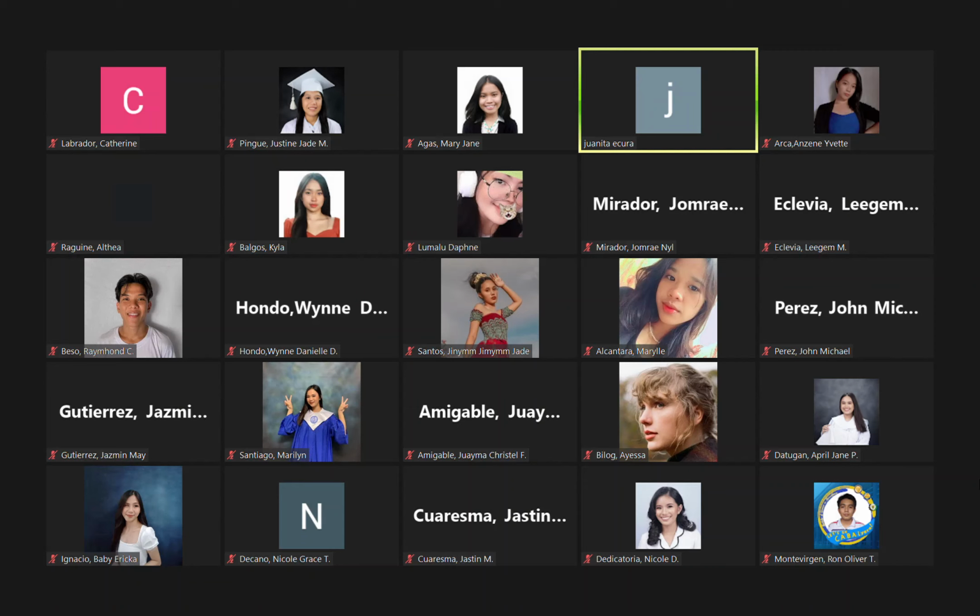Teka muna. Naku. Bakit wala? AE12. Anong AE12? Teka muna ha. Cost 1A.